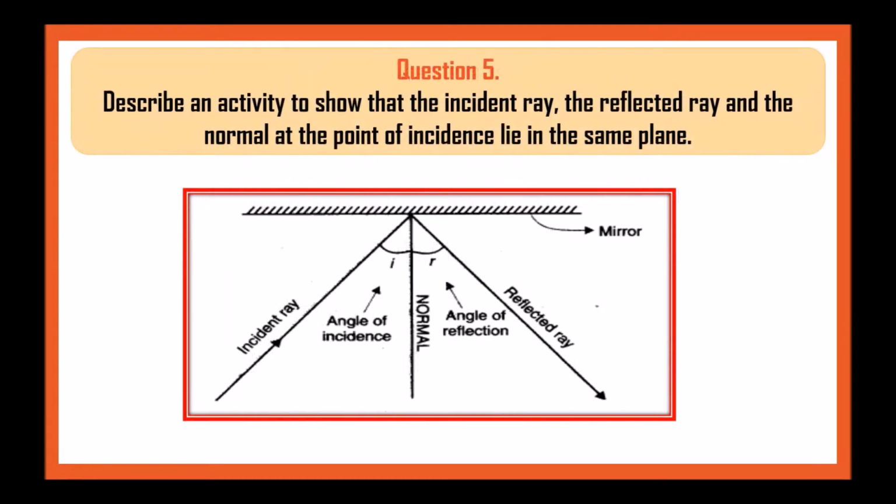Next, describe an activity to show that the incident ray, the reflected ray, and the normal at the point of incidence lie in the same plane. So this is the diagram drawn for the incident ray, reflected ray, angle of incidence and angle of reflection, and the normal ray.